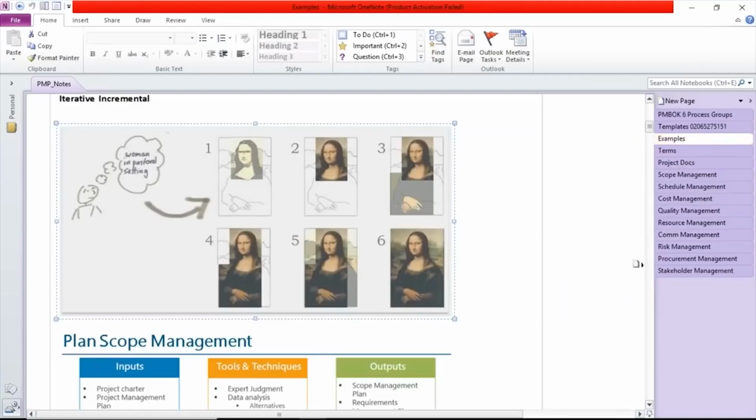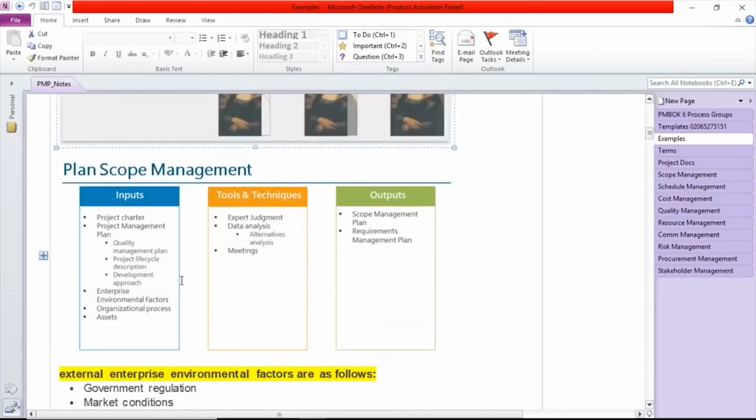For example, you're working on the scope management process. As a part of it, you would refer to certain inputs, which could be the project charter, project management plan, quality management plan, project lifecycle descriptions, the development approach, etc. All this is given as a part of your project management plan. You would also refer to the enterprise environmental factors and organizational process assets, so that you can get ready-made templates as a part of the OPA. So these are the inputs that I would refer to when I start working on scope management.